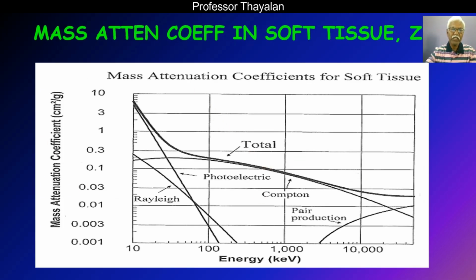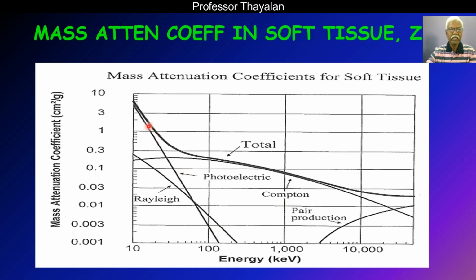The overall attenuation coefficient can be described in terms of a graph. You can see the coherent scattering curve follows like this. It is very high at low energy and keeps decreasing with increase of energy. The another curve is the photoelectric effect. At low energy it is very high, then quickly decreases as the energy increases.